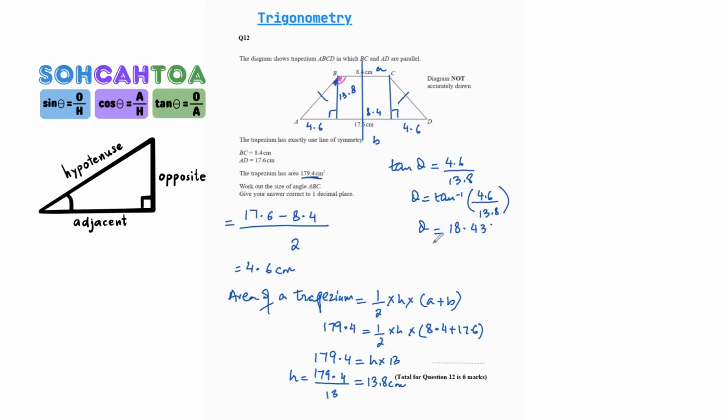18.43. So the total angle ABC is going to be 90 plus 18.4, which is equal to 108.4 degrees, correct to one decimal place. That is going to be your answer.